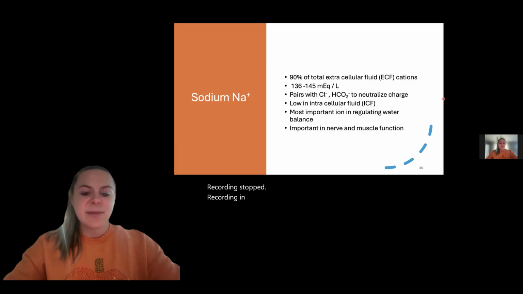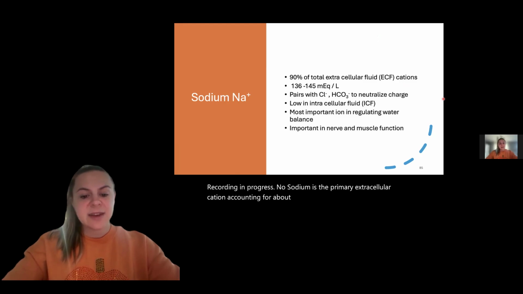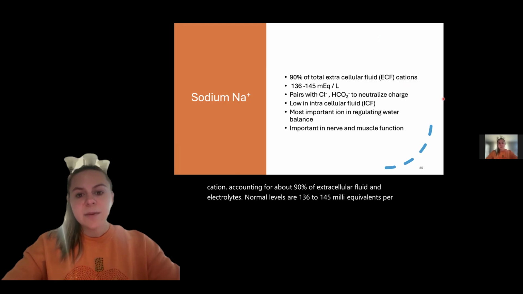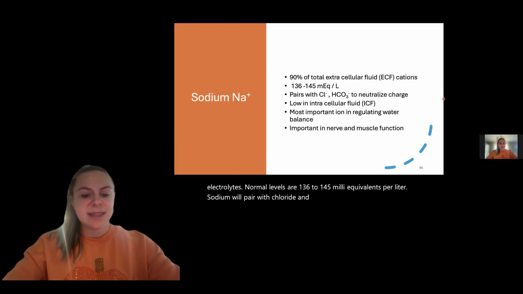Now, sodium is the primary extracellular cation, accounting for about 90% of extracellular fluid and electrolytes. Normal levels are 136 to 145 milliequivalents per liter. Sodium will pair with chloride and bicarbonate to maintain electrical neutrality. And it's the most important ion for regulating water balance and is critical for nerve transmission and muscle contraction.